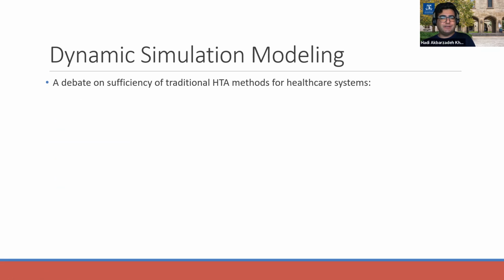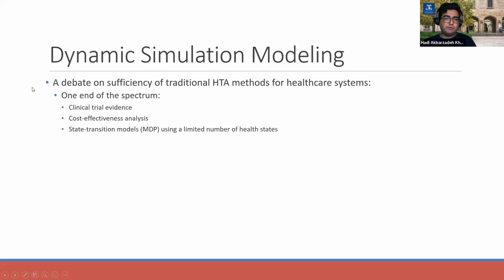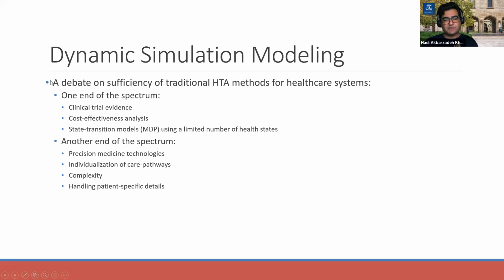In HTA, or health technology assessment, there is an ongoing debate about whether the traditional techniques are enough for healthcare decision making or for analyzing different scenarios in the healthcare system, especially when it comes to complex systems and complex decision making. On one side of the spectrum, some believe the traditional ones are still enough, such as clinical trial evidence, cost-effectiveness analysis, and state transition models with a limited number of health statuses, as happens in techniques like the Markov decision process.